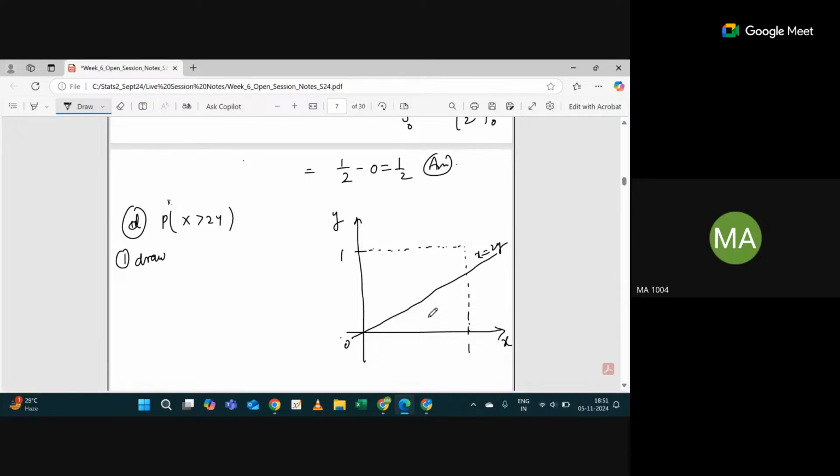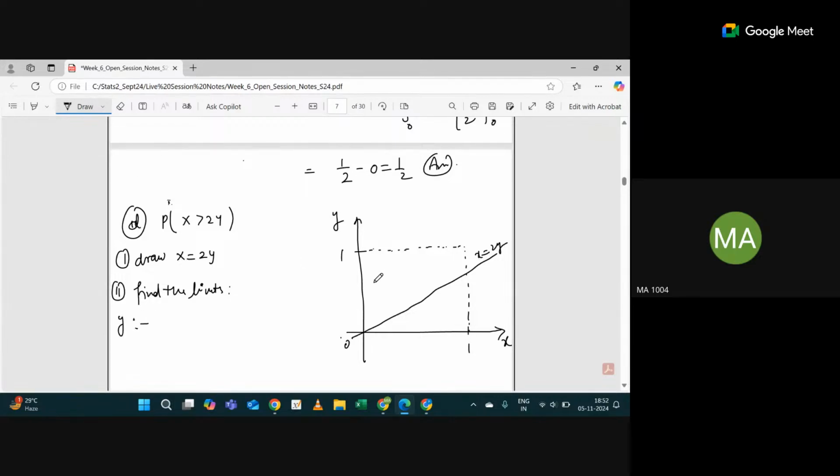Now, what is the very first thing we have to do whenever you are getting x greater than 2y? Draw the line x equal to 2y, which we have done. Second thing, find the limits. So let's try to find the limits first. I will start with the limit of y. So what will be the limit of y? For this, what will I do?